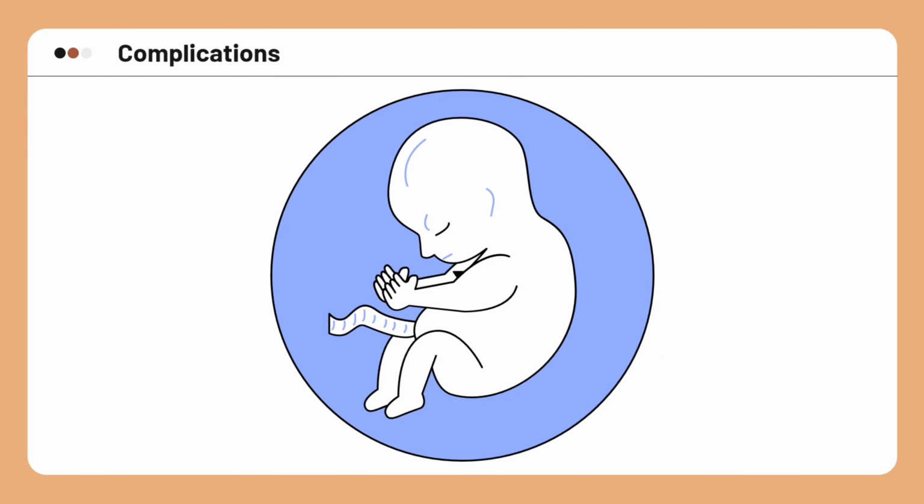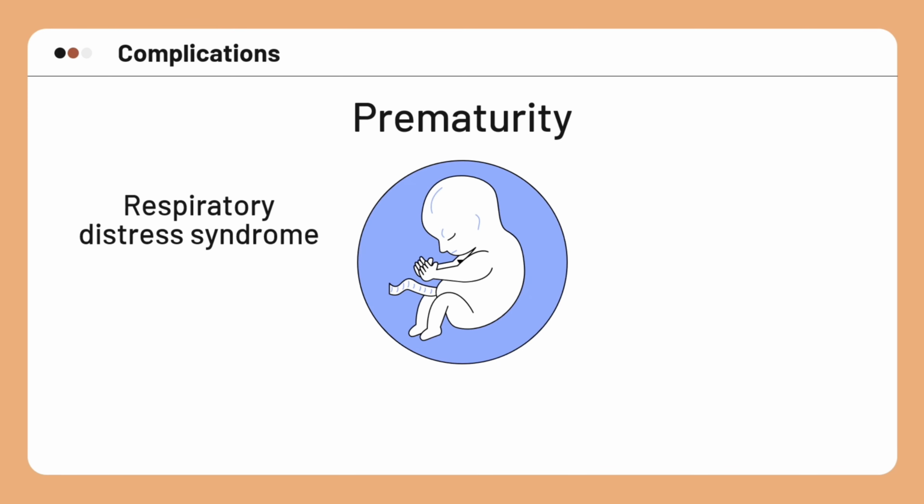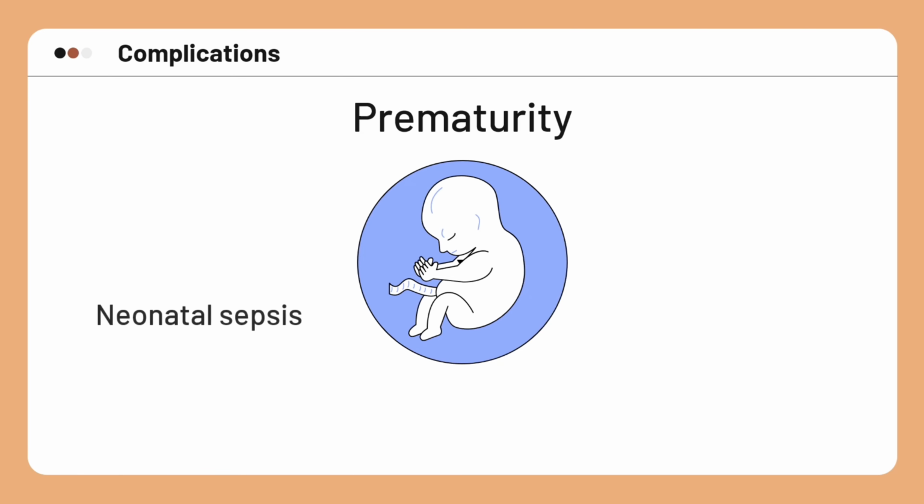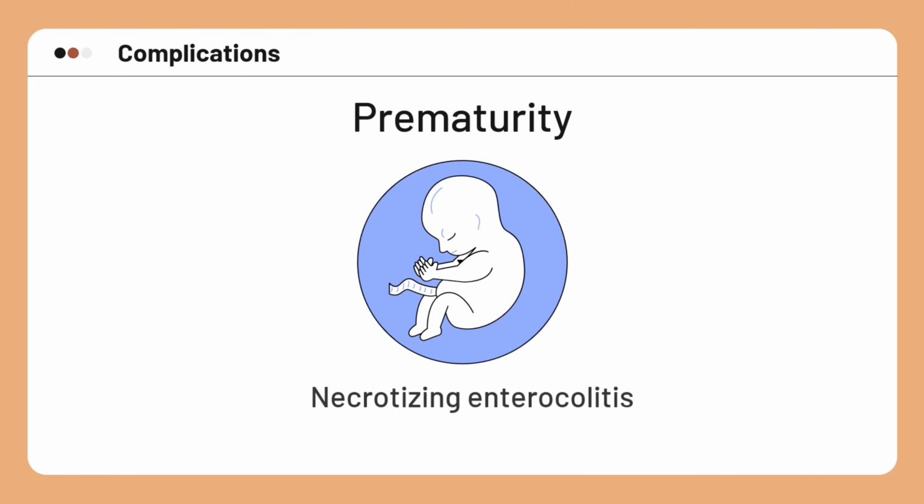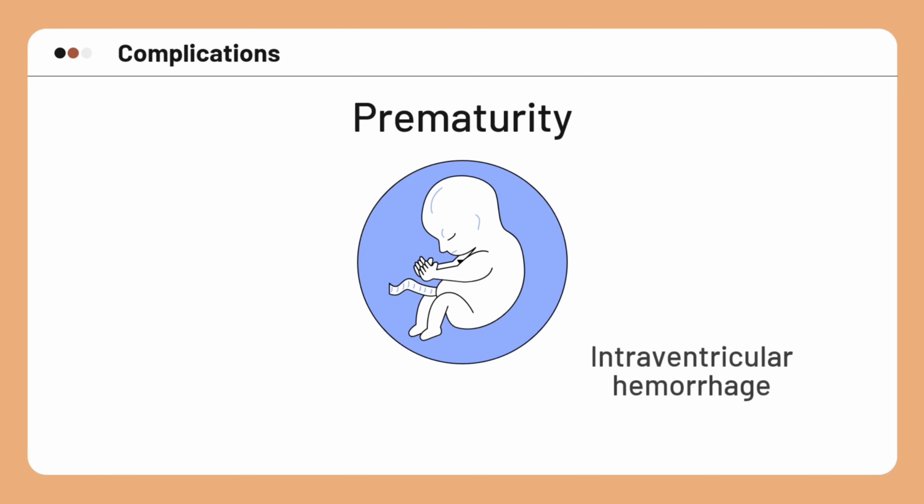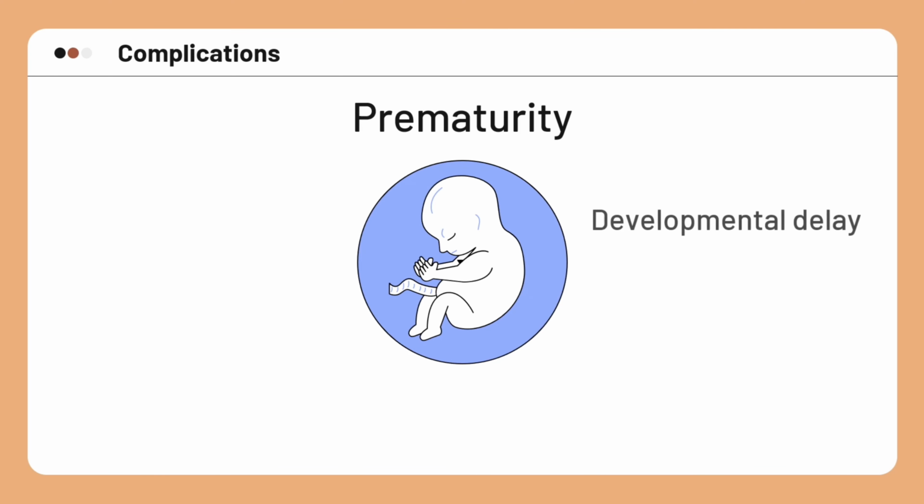For the fetus, effects of PPROM depend on the gestational age when the rupture of membranes has occurred. For any age of gestation, prematurity and its associated problems predominate. These include respiratory distress syndrome, neonatal sepsis, pulmonary hypoplasia, necrotizing enterocolitis, intraventricular hemorrhage, cerebral palsy, and other developmental delays.